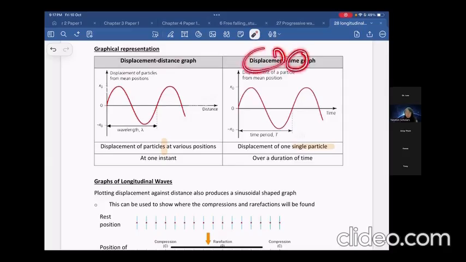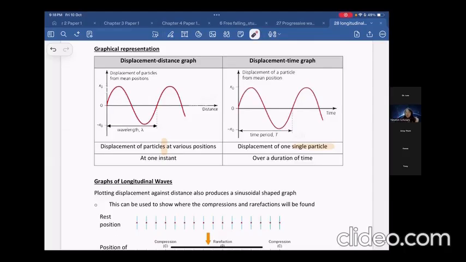A displacement-time graph is where I only observe one particle. For example, I observe Jore in the classroom. Just now I captured 30 students, some standing, some sitting. But right now I observe Jore only. At time t equals 0, Jore is standing. At time equals 2 seconds, Jore is walking. At 4 seconds, Jore is sitting. So for the displacement-time graph, I observe one particle, how it moves from time to time.